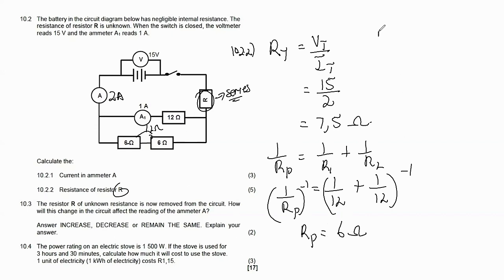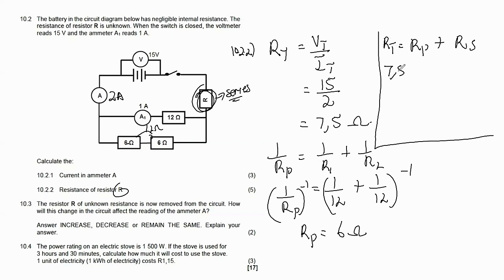If you punch that into your calculator, but then we do know that the R total can be represented as R parallel plus R series, where the R series is the R that we are looking for. Now, R total is 7.5, R parallel is 6, and the R series is just R. So R is equal to 7.5 minus 6, and then R is equal to 1.5 ohms, right? Then that's just how you calculate that.